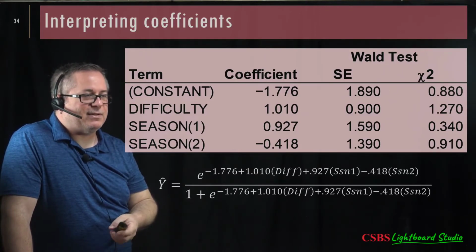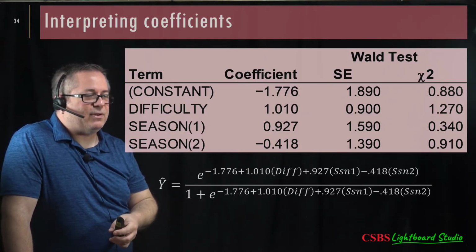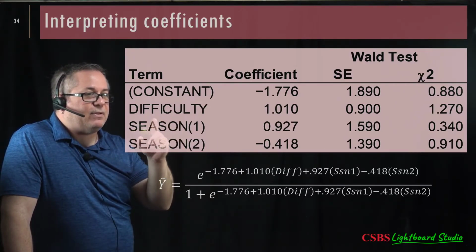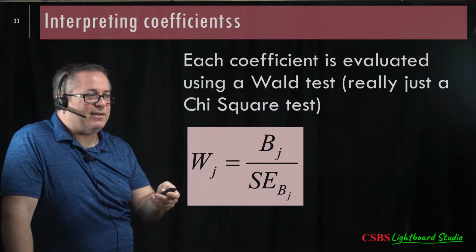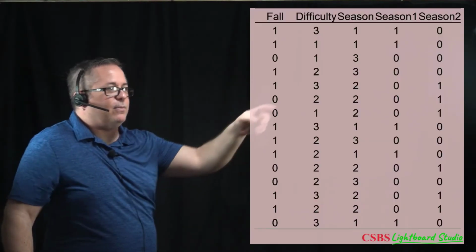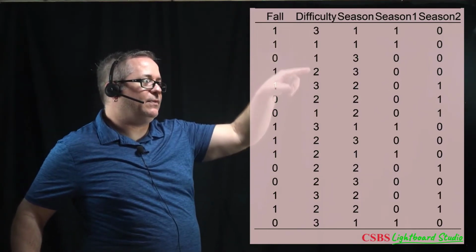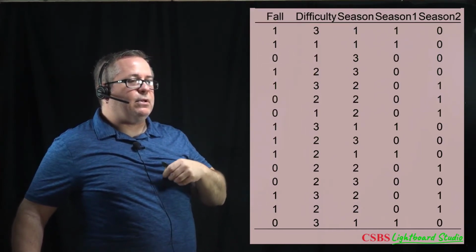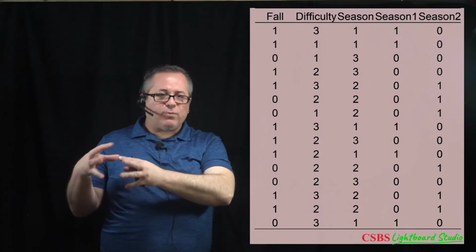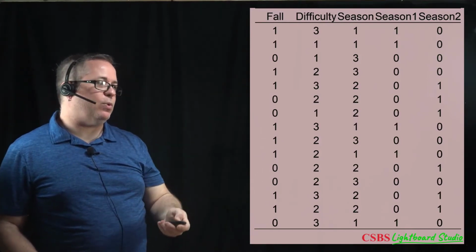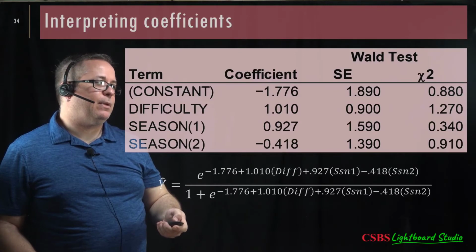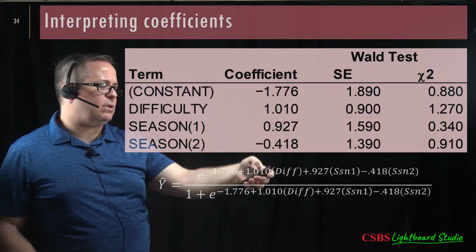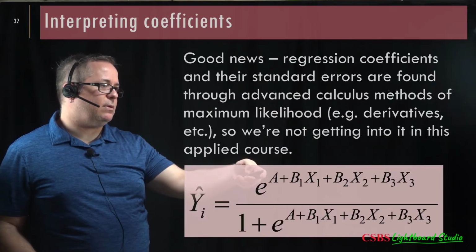Logits. That's exactly right. I love the way you said that. That was great. It was like exasperation. Logits. Yes, so as you go up in difficulty, if I go from an easy slope to a moderate slope, the logit form of y will increase 1.01 units. Okay. If I go from, remember, season 1 was winter, I think. I forget what I said now.